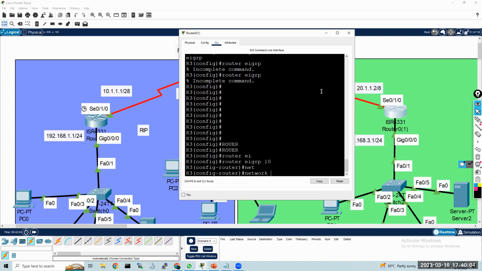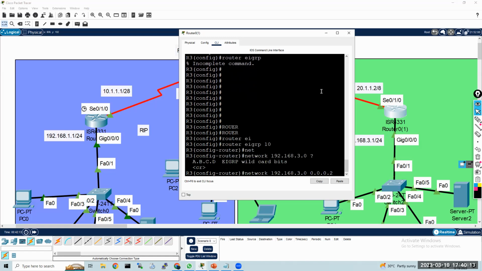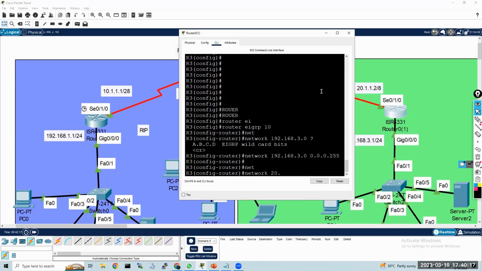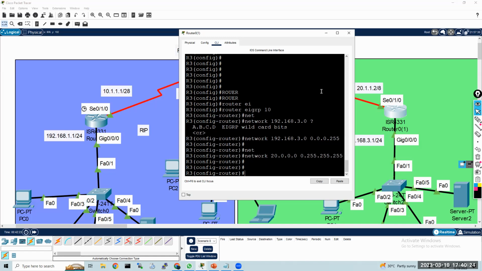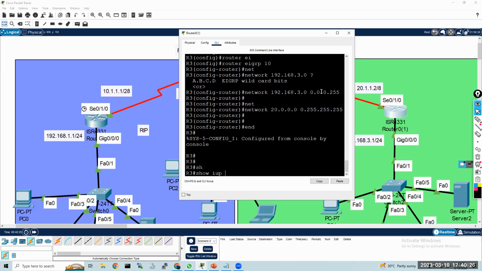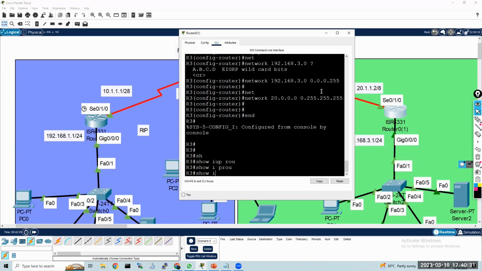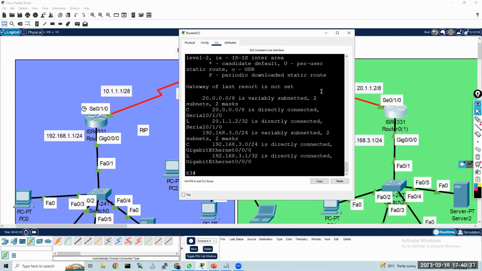Okay, network. So which network? 192.168.3.0. If you want to give the wildcard mask, we can give 0.0.0.255. Yes. And one more is 20.0.0.0 with wildcard 0.255.255.255. Okay, that's it. Show IP route. Still has not yet learned any network.